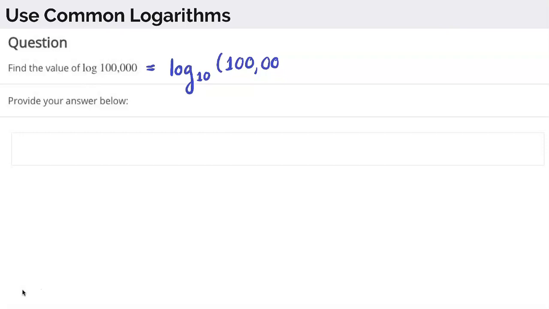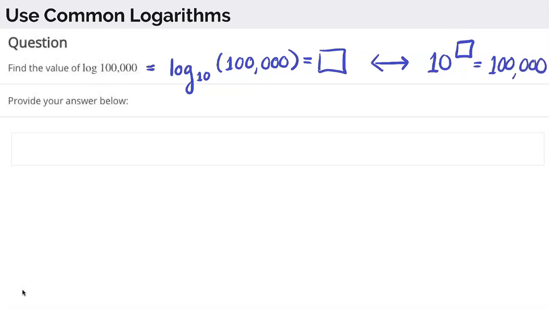And now we can see that what this question is asking us, if we're looking for the output of this log, is the same as saying 10 raised to what power would give us 100,000? You can see there are 5 zeros there. So this has to be the 5th power of 10. So log of 100,000 must be 5.